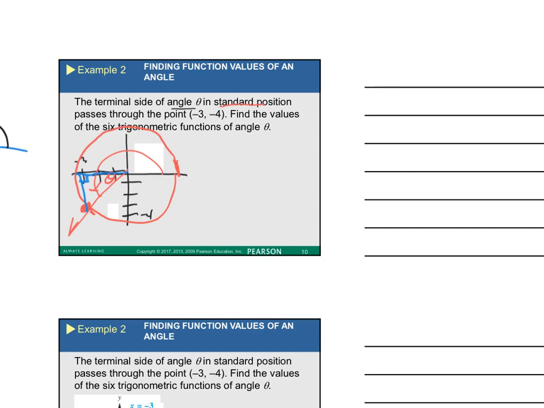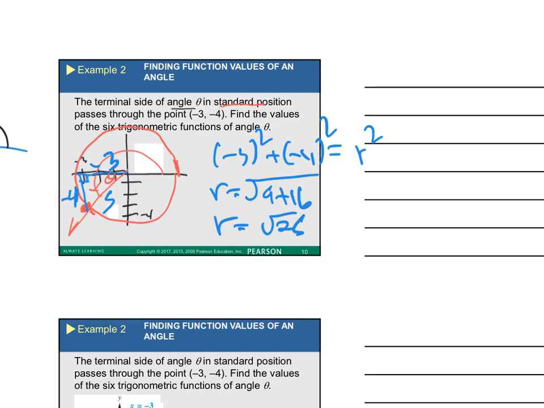All right, so I need to label some things. What would you label X in this picture? -3. What would be the Y? -4. What's the R? Is it -5? No, +5. Did anybody remember the 3, 4, 5 triangle? Yes, one person. If your legs are 3 and 4, the hypotenuse has to be 5, without even doing the Pythagorean theorem. But most of you are going to have to do it. -3 squared plus -4 squared is r squared. R is the square root of 9 plus 16. R is the square root of 25. R is 5. But if you memorized it, it's still just as valid.